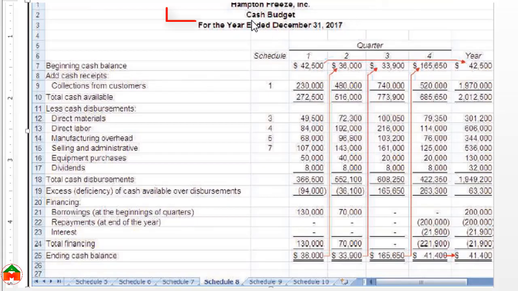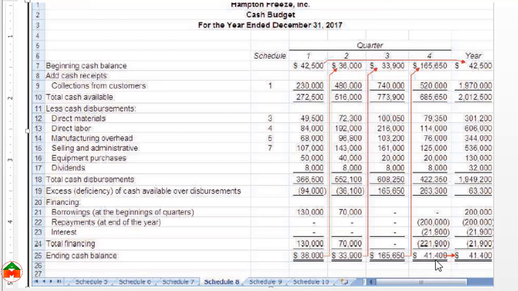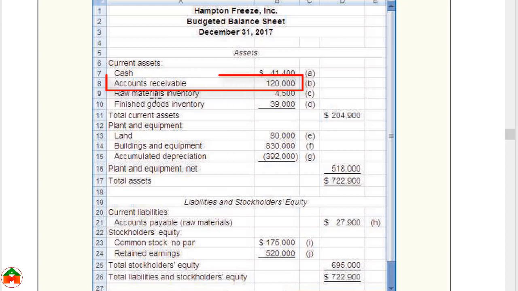We can see this is the cash budget, and our closing balance is 41,400. This is the closing cash balance, which will be shown in the budgeted balance sheet. So our cash balance is 41,400. Next we can see accounts receivable. This data will be taken from the schedule of expected cash collections.